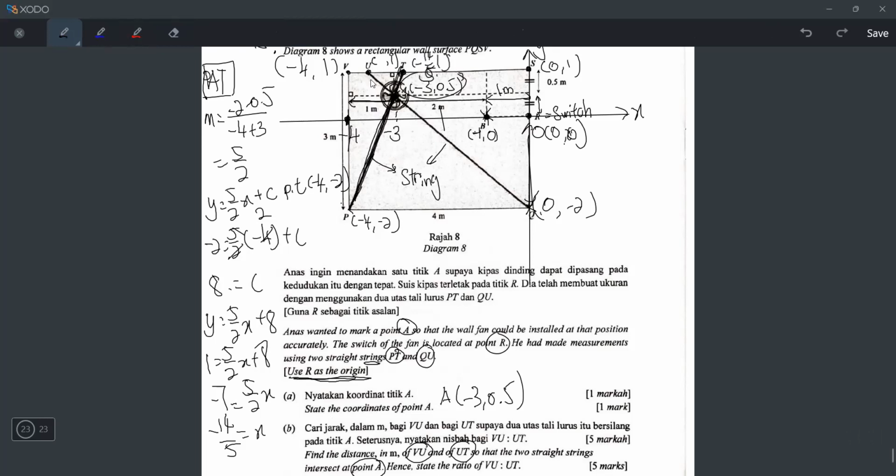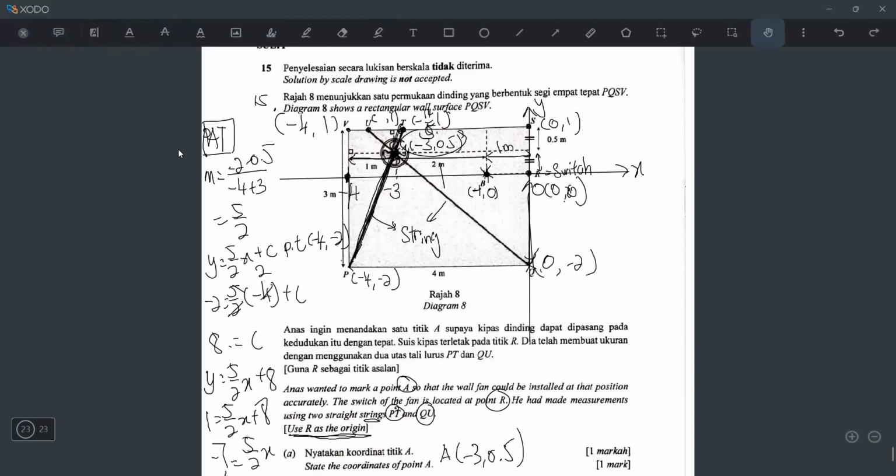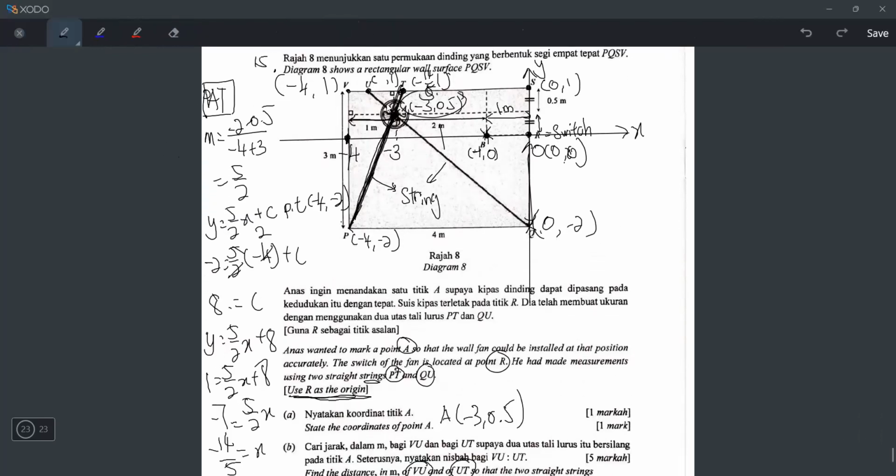Now how to find the coordinate of U? If I want to find the coordinate of U, I need the equation of what line? I need the equation for the UAQ line. Because if I have the line here, then I can substitute y equals 1. Because U is a point that passes through the UAQ line. So let's find the equation of the UAQ line. So first I need the gradient and one point that it passes through. So do I have the gradient? Don't have, but can find, right? Because I have this point and this point.